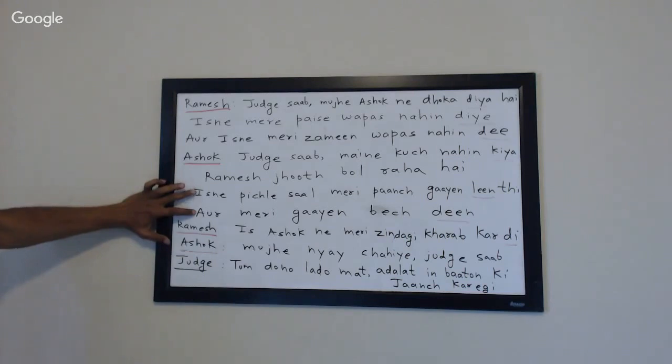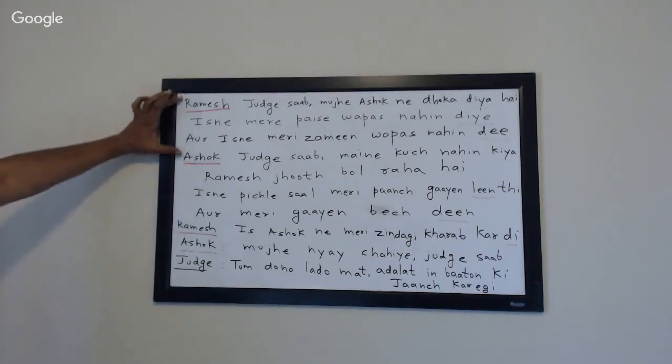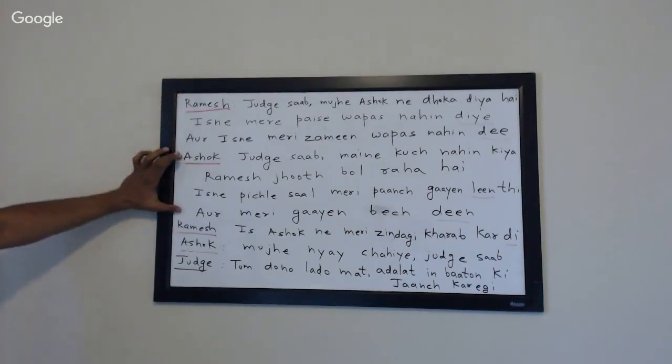So if you read those two sentences together, you will be able to make sense of it. What is happening here? Okay. इसने पीछे से मेरे 5 गायन ली थी और मेरे गायन beach Dean. So last year he took 5 cows and did not buy. And he sold them. I keep saying beach as buy. Yeah, bechna is to sell. Does it make sense now? Yes, it does. And then he sold them. So Ramesh alleged something, and then Ashok is putting some counter allegation.